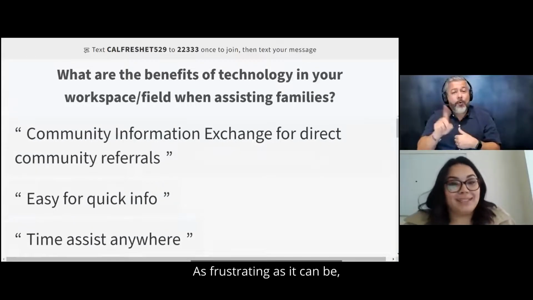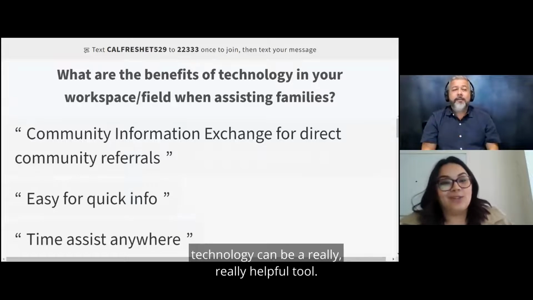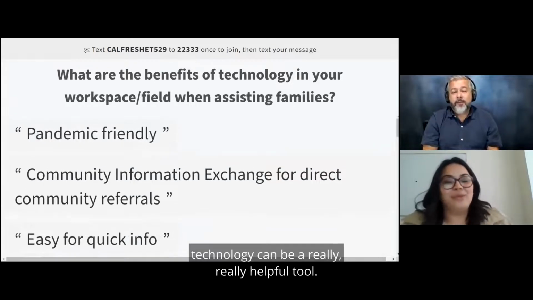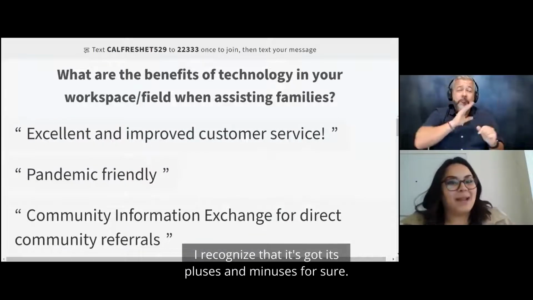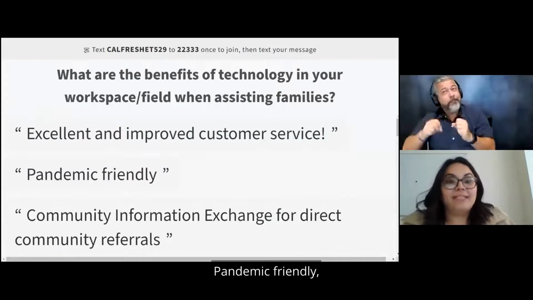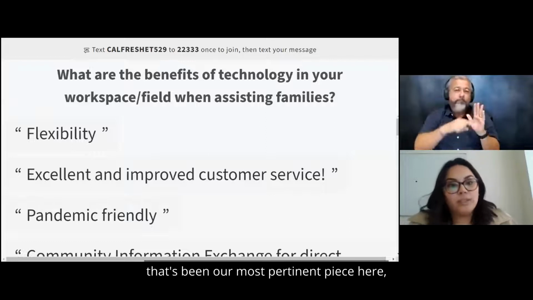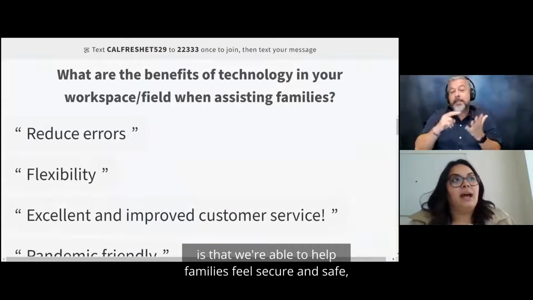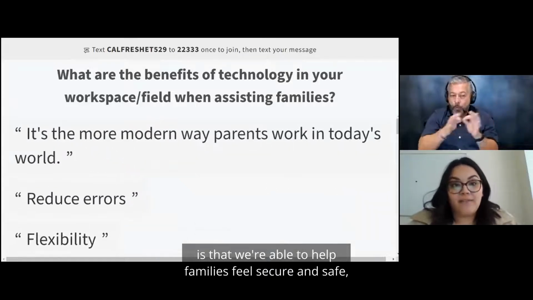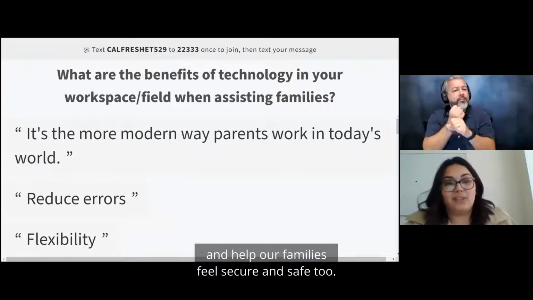As frustrating as it can be, technology can be a really, really helpful tool. I recognize that it's got its pluses and minuses for sure. Pandemic friendly, that's been our most pertinent piece here, is that we're able to help families feel secure and safe, and help our families feel secure and safe too.